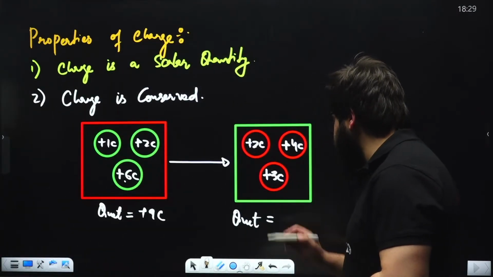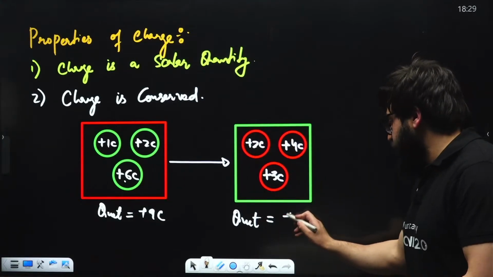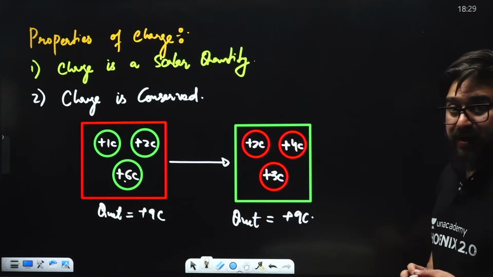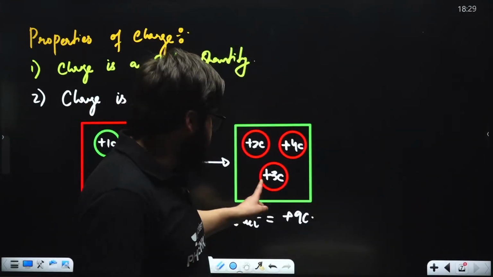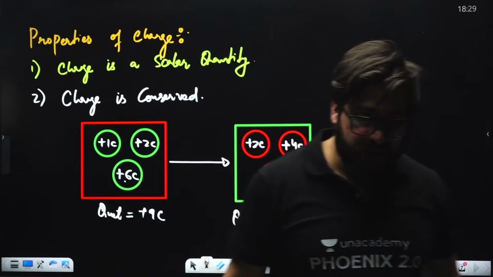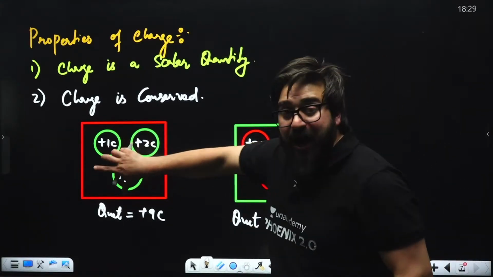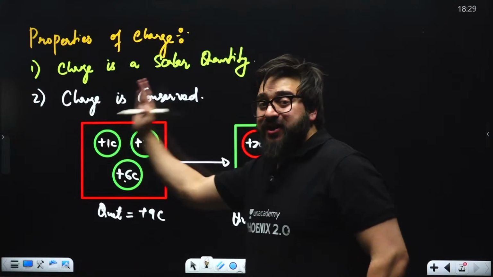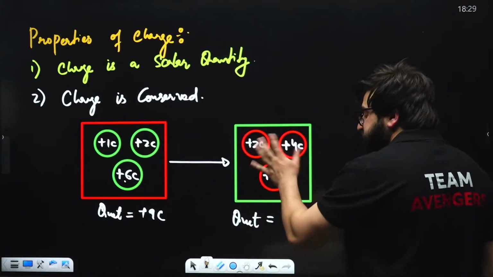Now, if I ask you, could you please tell me how much is the net charge over here? You say, sir, net charge is 4 + 3 is 7, 7 + 2 is 9. So that is +9 coulomb. Can I say in this particular case, the charge initially is equal to the charge finally? Sir, the charge initially is equal to the charge finally. But when it comes to the individual balls, the charge is different.